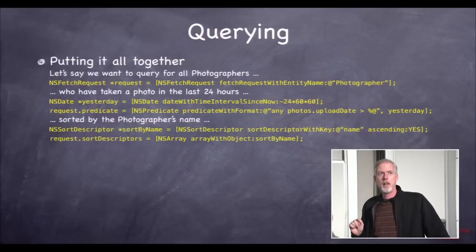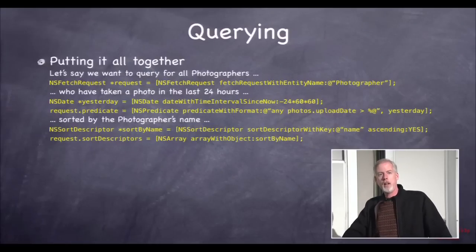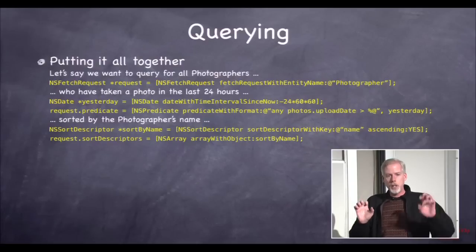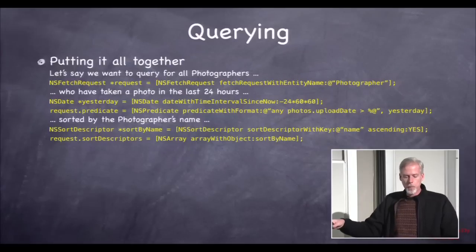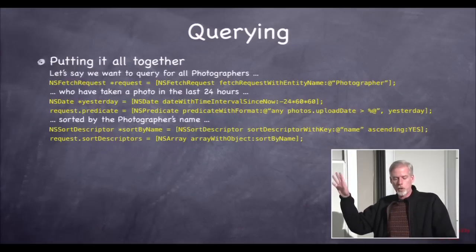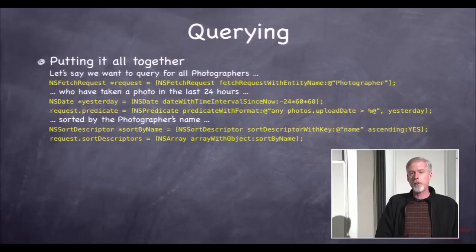Okay? Understand that predicate? So I'm looking through my photos relationship to all my photos and finding if there are any in there where the upload date is greater than yesterday, then it's going to match this photographer. And I'm querying for photographers here. Then I'm going to sort by the photographer's name by creating a sort descriptor with the key as name. And then I'm going to create an array with just one object in it, which is that sort descriptor, and set that on my request. Okay? So now I've got this request.